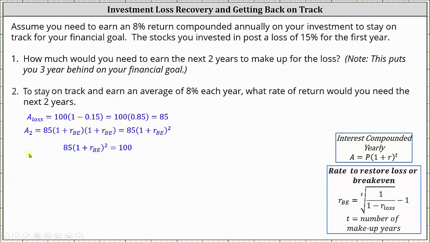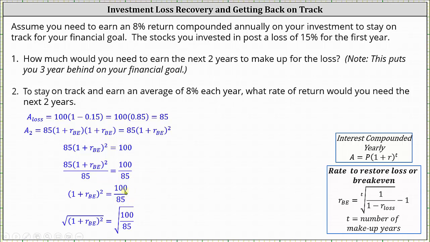The first step is to divide both sides by 85. Notice on the left, 85 divided by 85 simplifies to 1, which gives us the square of 1 plus R sub BE equals 100 divided by 85. And now we need to undo the squaring by taking the square root of both sides of the equation. The square root undoes the squaring, resulting in the equation 1 plus R sub BE equals the square root of 100 divided by 85. And then finally we subtract 1 on both sides of the equation.